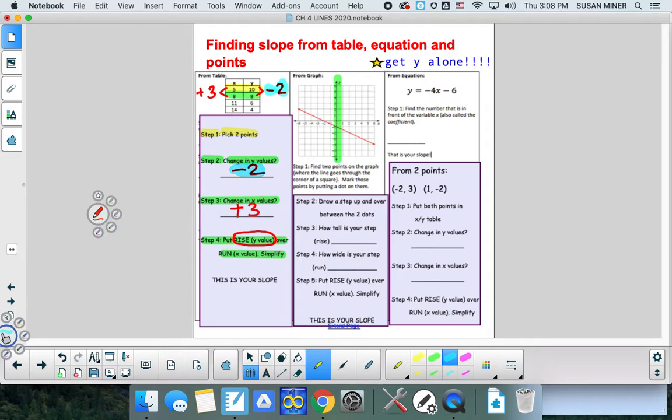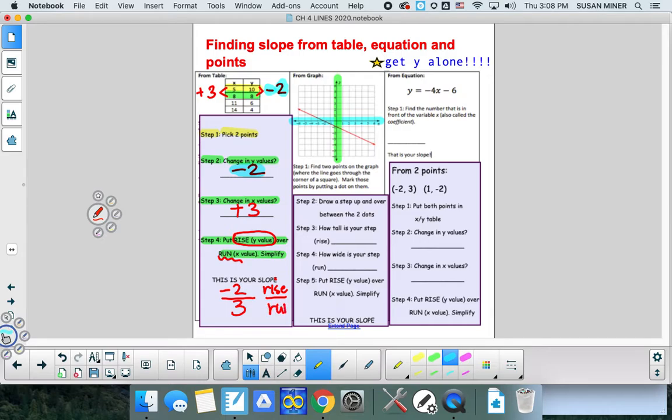And so my rise was down 2, or -2. And then I do the exact same thing. My run, if I look at my graph, my right and left movement, is my x values. And so I take my x values, I take my rise, and we can label this. That was my y values. And I put it over my run, which was 3.